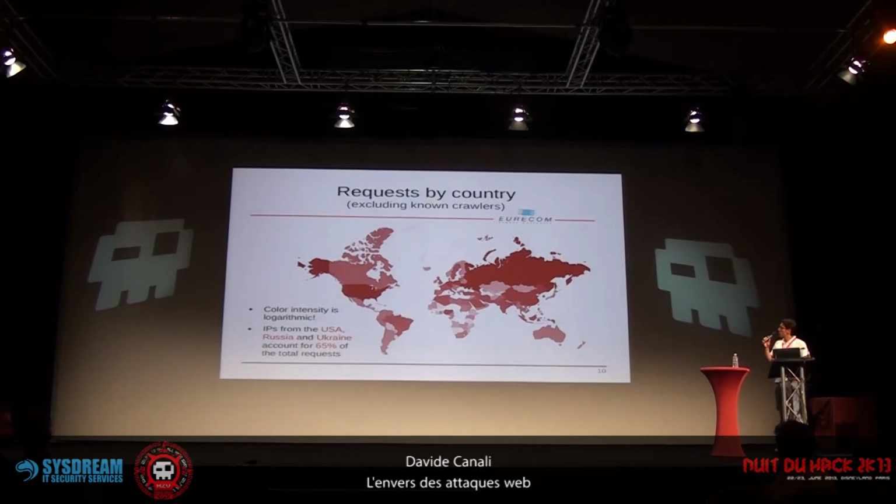This is another view of the requests we received by country, but this time excluding the benign crawlers we identified. You can see that the call intensity is logarithmic. This means that IPs from USA, Russia, and Ukraine together account for about 65% of the total traffic we received, so they're really the major attackers of our honeypots. We also had pretty much complete coverage all over the world. We received requests from every country except for some countries in Central Africa.